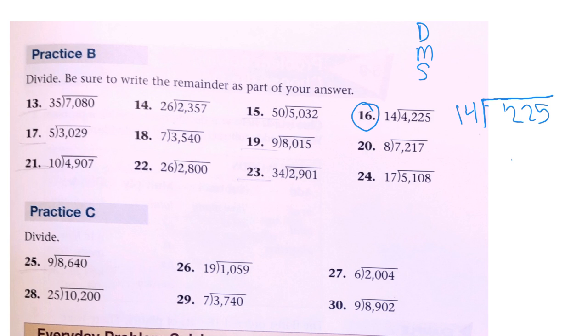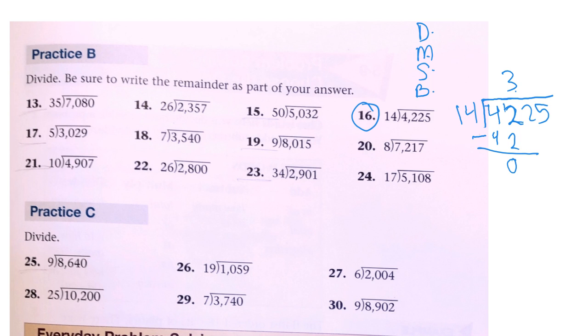So 3. So divide, put 3. Multiply, 3 times 14, 12, carry the 1. 3 times 1 is 3, plus the 1 is 4. We already knew 3 times 14 was 42 because of what we just did. Now when we subtract, we've got nothing left over.